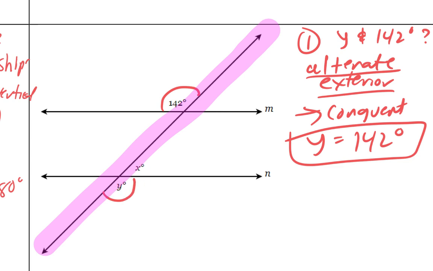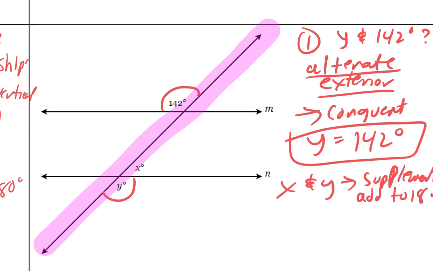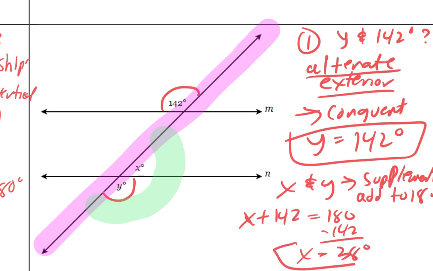All right, then what do we know about x and y? X and y are supplemental. That means they add to 180, right? Because we see this, this plus that equals 180. So if y is 142, that means x plus y equals 180, so x plus 142 equals 180. Then if we just subtract that 142, that means x equals 38 degrees.